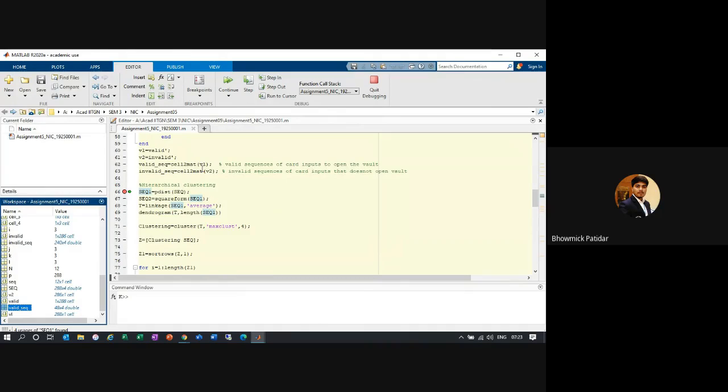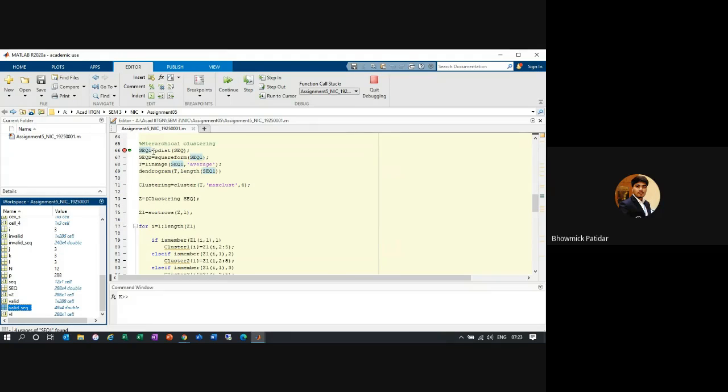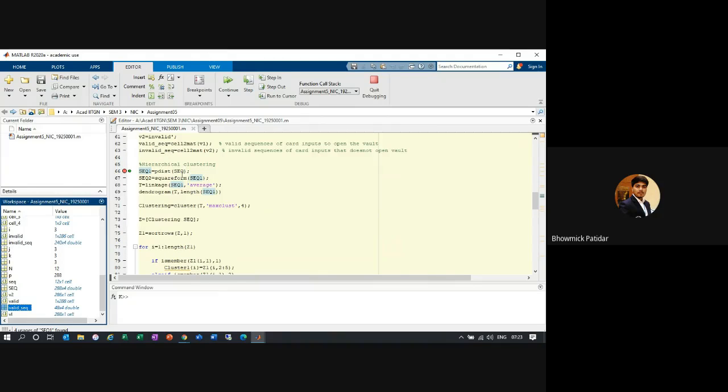Now we go into hierarchical clustering. We have to solve the problem using 4 different Gaussian functions, so we are trying to divide the data into 4 different clusters, from a total set of 288 patterns. So the pdist function finds the Euclidean distance between the pairs of the patterns.